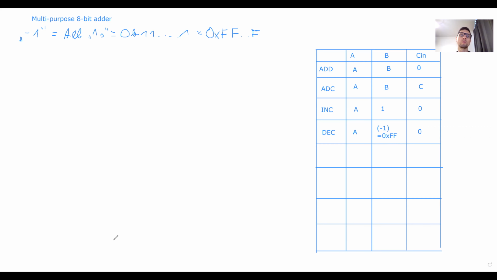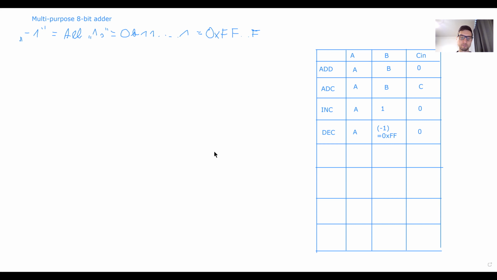Okay, so next thing that we want to do with our 8-bit adder, let's see, I will write it in the order of the lab work. I guess it was this, yes. So first was add with carry, increment, decrement. And the next one will be calculating a negative number from a positive number.